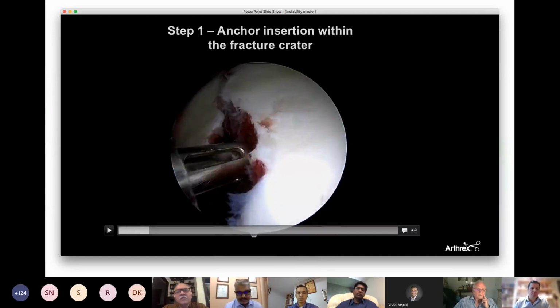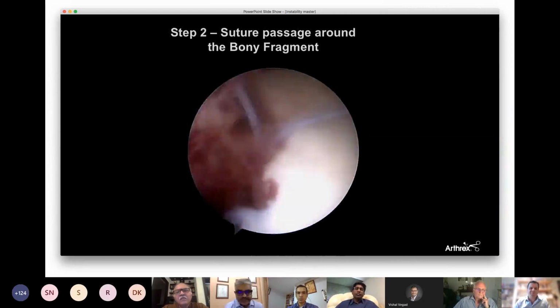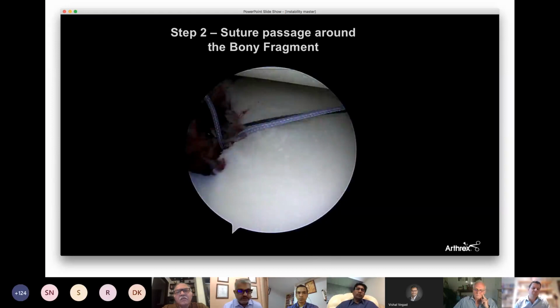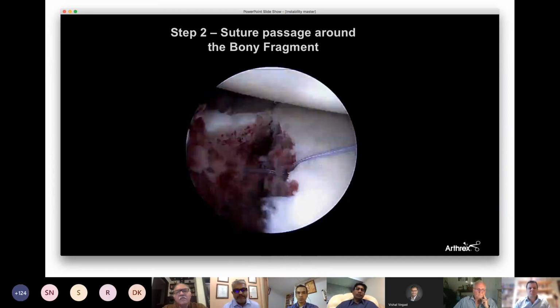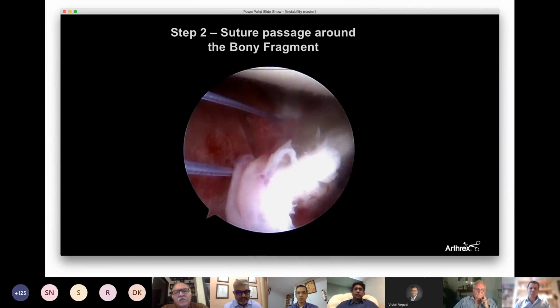Once you're done with this, you need to shuttle these two threads across the fracture fragment. I think this is the most important step because you can cause either comminution of the fracture fragment, or you could disrupt the labral ring. So you need to be very careful, and with whichever instrument of your choice, go in a sequential manner and get both limbs across the fracture fragment. So you have two limbs coming across to the anterior inferior portal, through the fracture fragment. I hope that is clear.